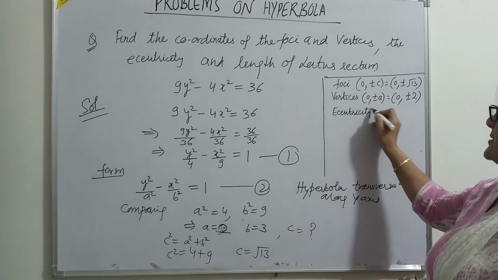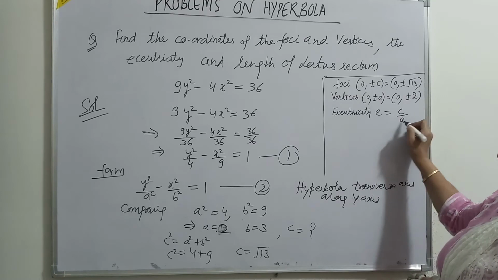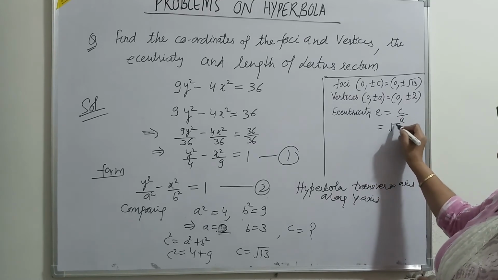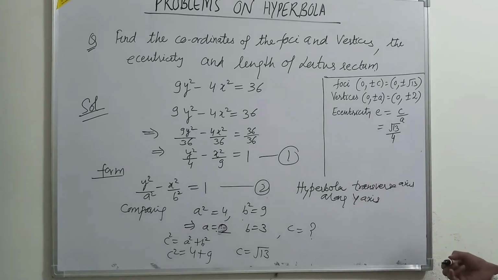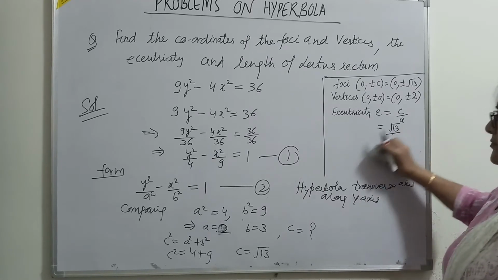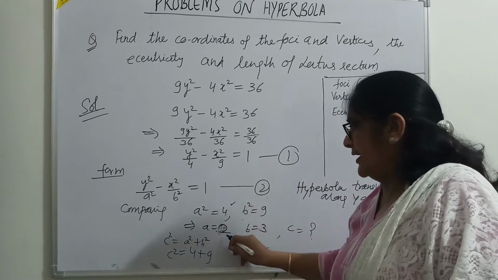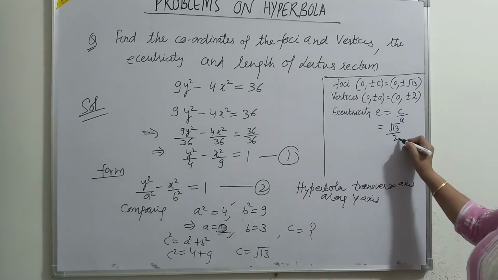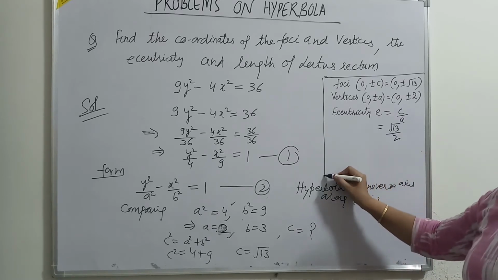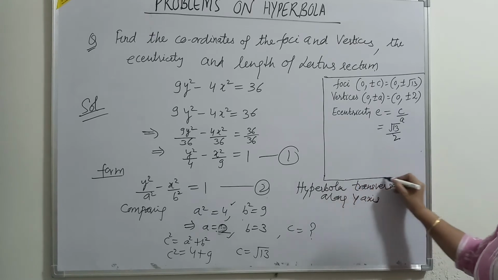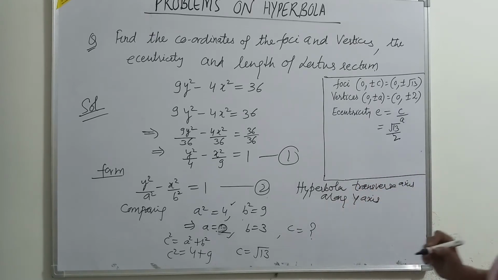And the eccentricity is c by a. What is c? c is root 13. What is a? a square is 4, so a is 2. So the eccentricity is root 13 by 2. And it is greater than 1. So, as you know, the eccentricity of a hyperbola is greater than 1.